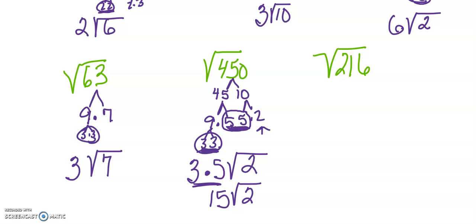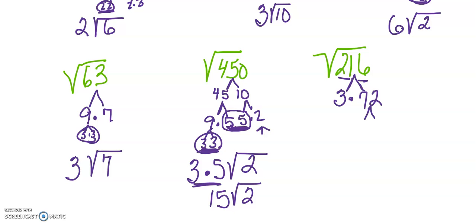This one's 216. Right off the bat, I can't think of anything that's a perfect square that will go into it. But I do realize that probably 3 goes into it. Because there's 21, 3 goes into 21, and 6, and 3 goes into 6. So I'm going to break this down into 3 times something. 3 goes into 21, 7 with nothing left over, and 3 goes into 6 2 times. All right?